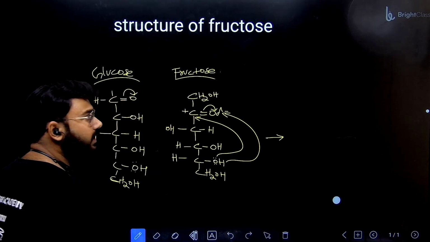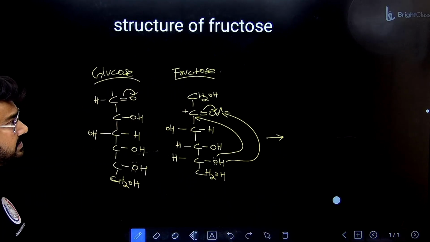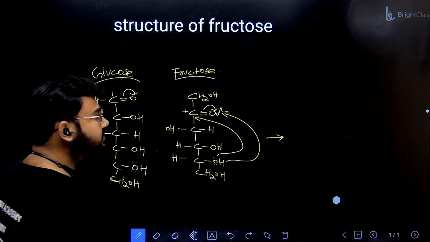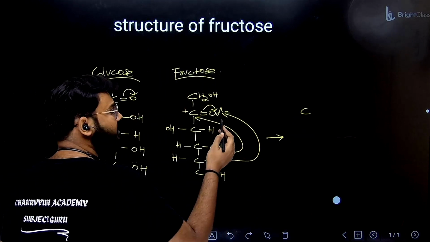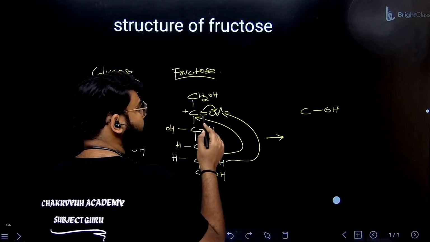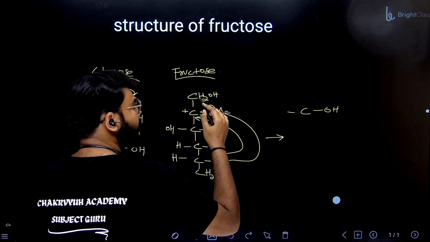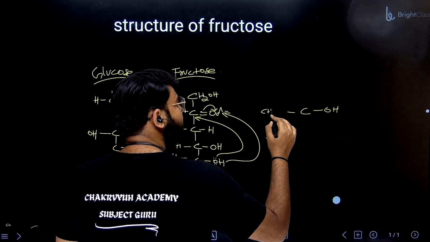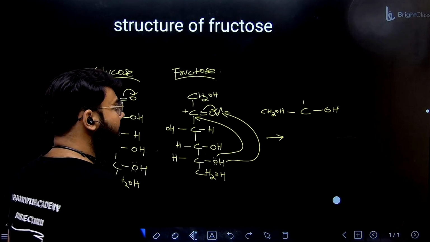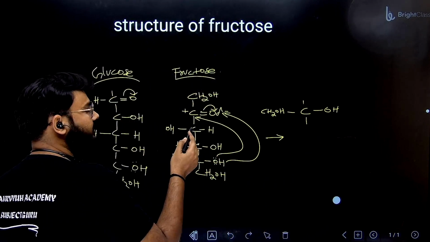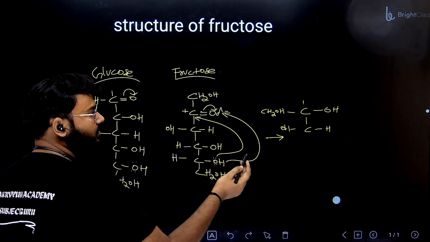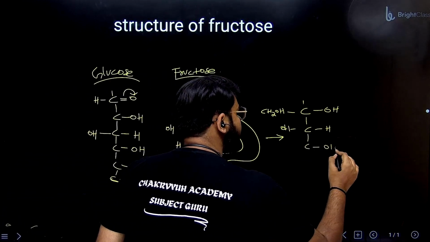So now what structure do we get? The structure we will see here. Focus on this carbon now. This carbon has an OH now because this O took the H. On the other side, there was the primary alcohol, that is CH2OH. So this is your first carbon of the ring now. After this, the OH is on the left. Here the OH is on the right on the next carbon.